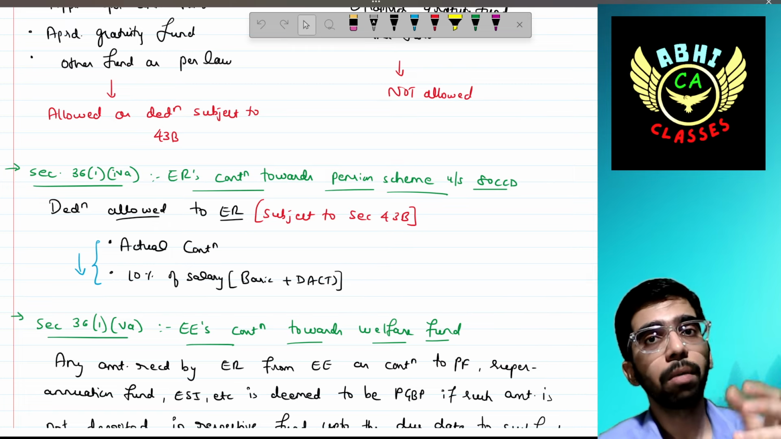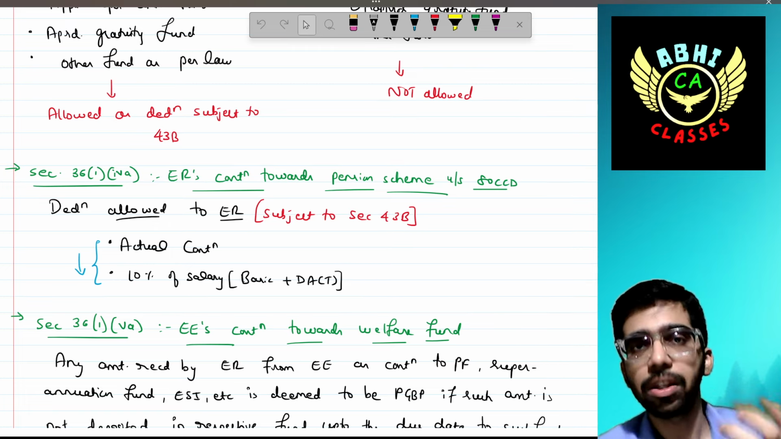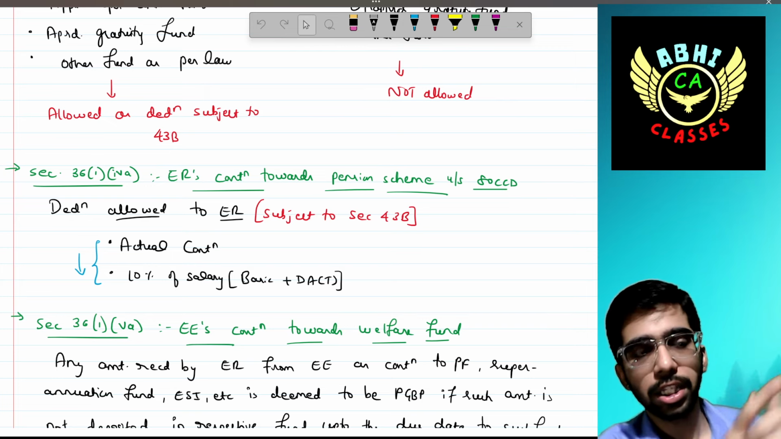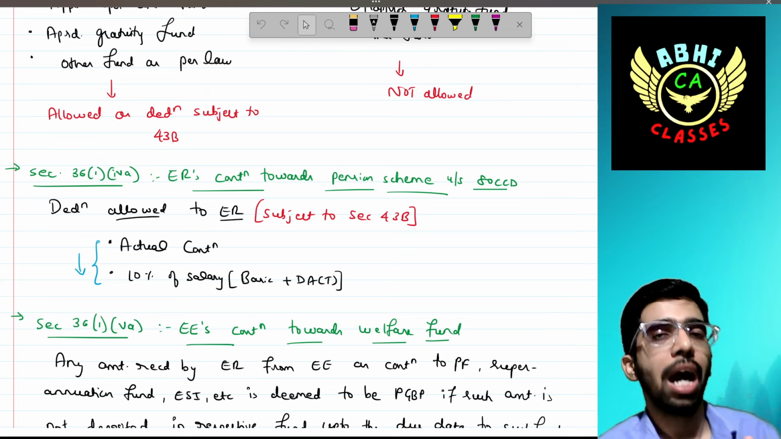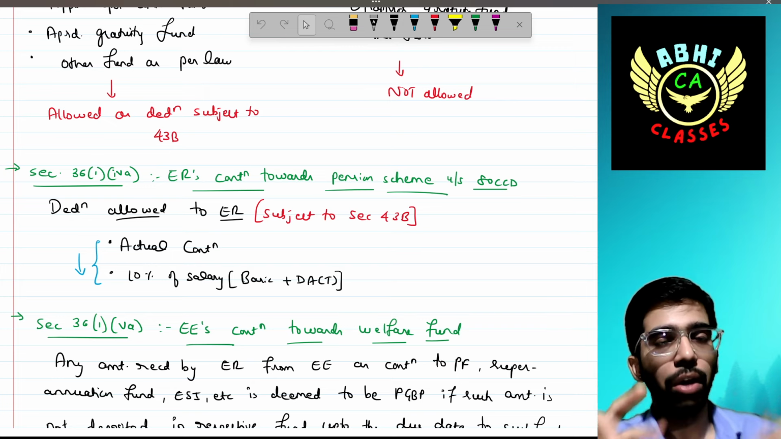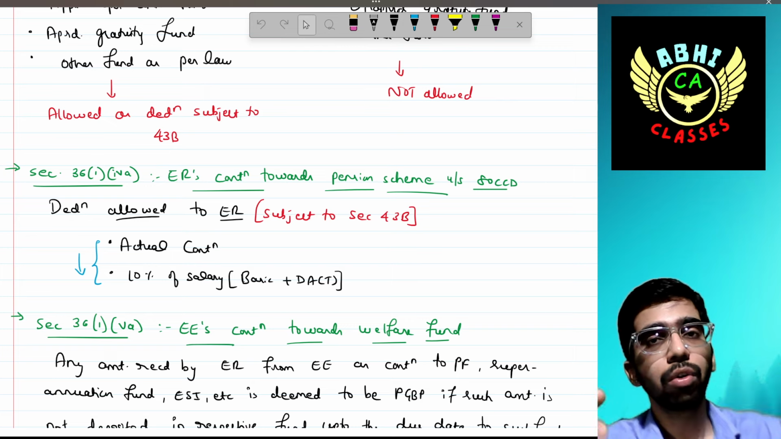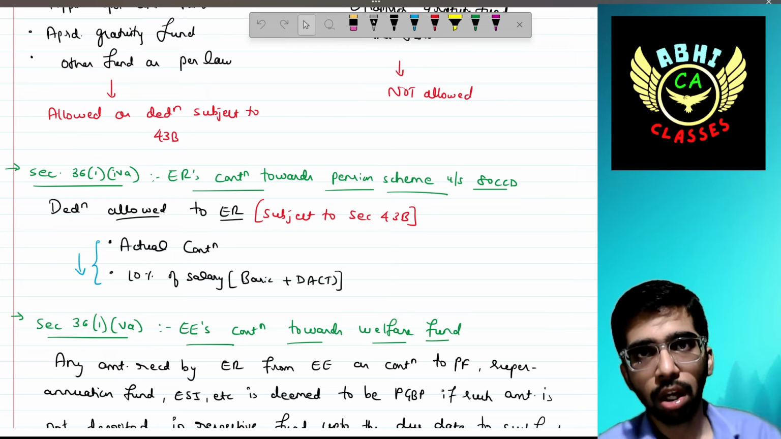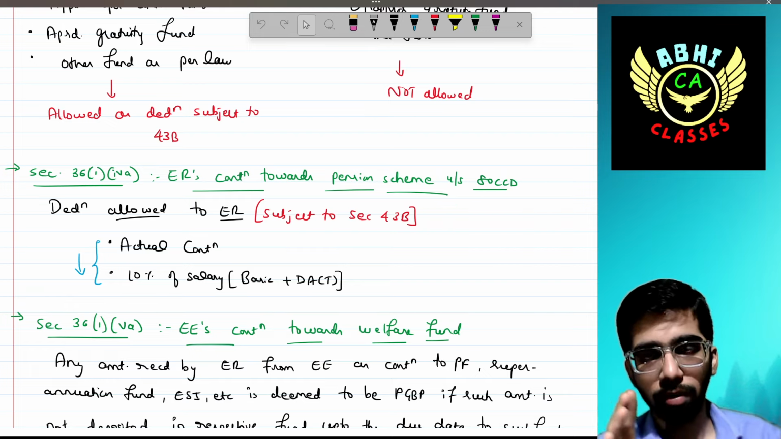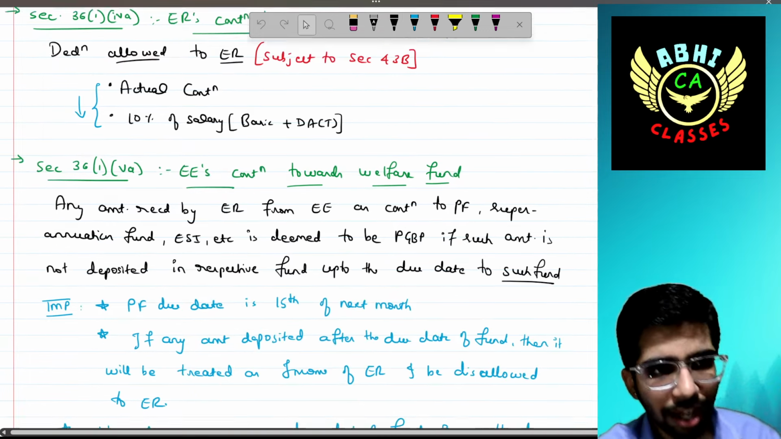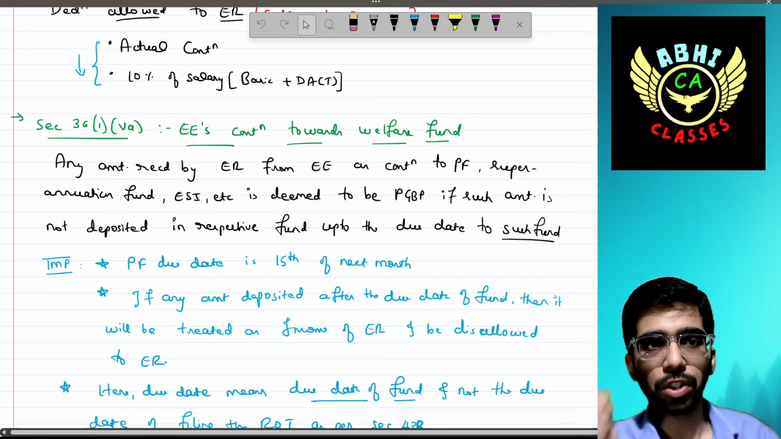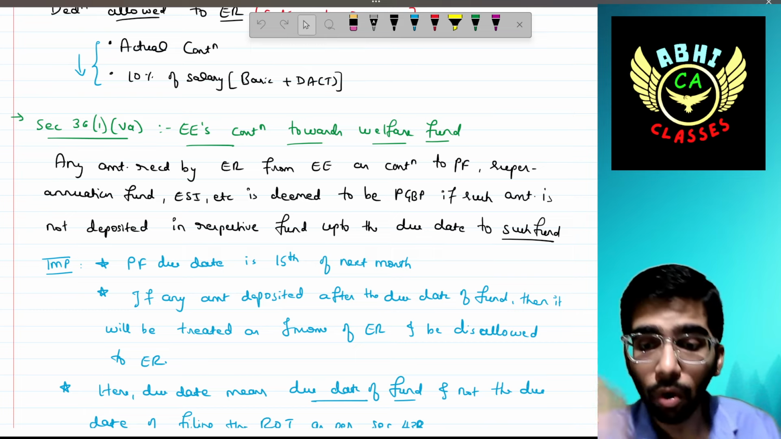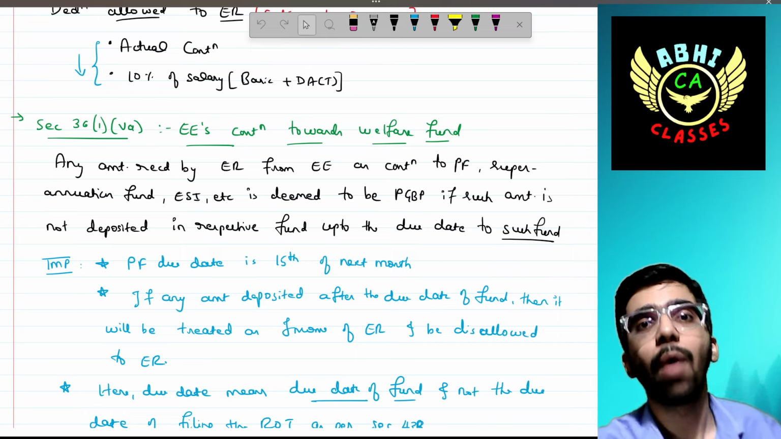For example, whichever is lower in our computation, let's say 80,000, but the employer has debited 1 lakh in his profit and loss account, so we have to disallow the 20,000. We have to add back 20,000 through which the profit has been reduced, right? Ultimately 80,000 is allowable. Okay. Next one, section 36, subsection 1, subclause 5A. It says, here now we are discussing employees' contribution towards welfare fund.